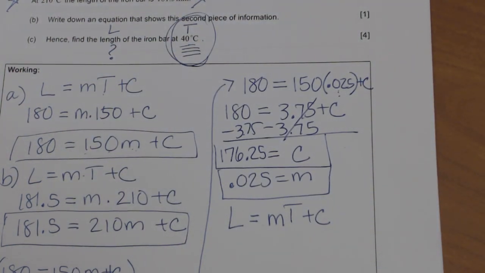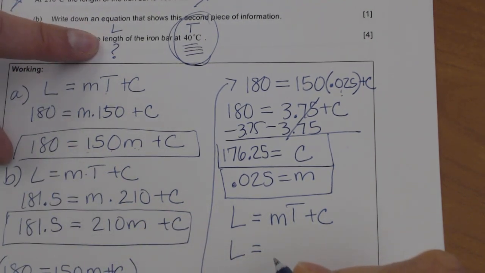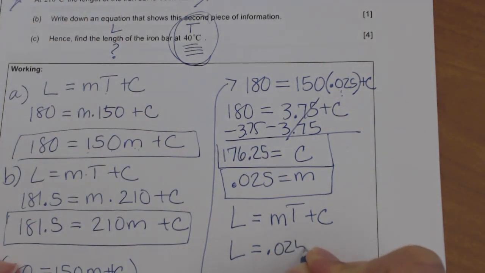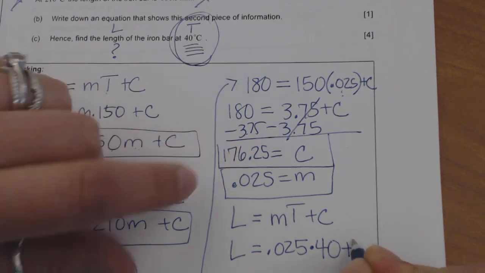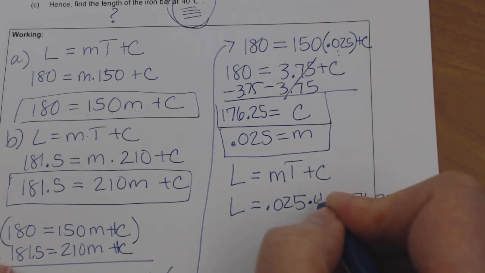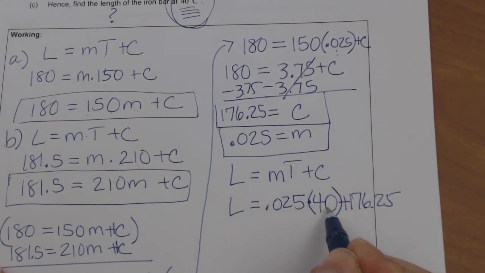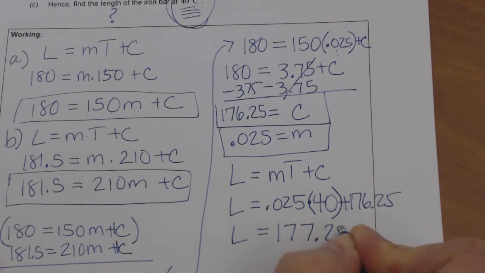So let's substitute all of this information in, okay? We're looking for length. We have no idea what the length is. Equals. I know what my m is. My m is 0.025, times I know what my t is, 40, plus I know what my c is, 176.25. Sorry, I went out of the box. I write really big. So I can do this in the calculator. Multiply 0.025 times 40 and then add 176.25. When I do that, I get a length of 177.25.